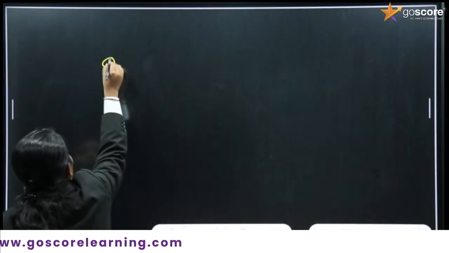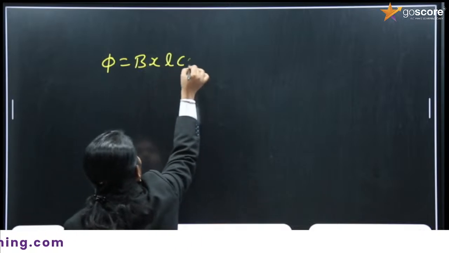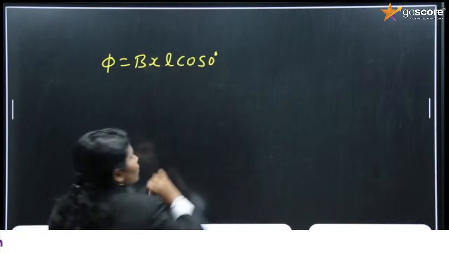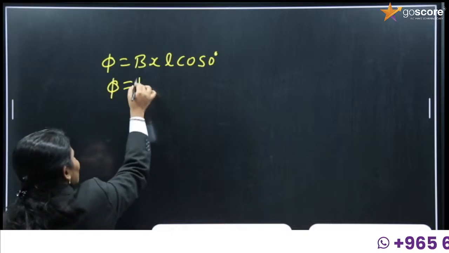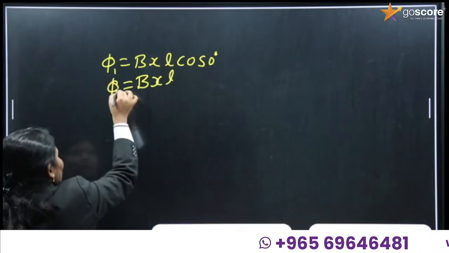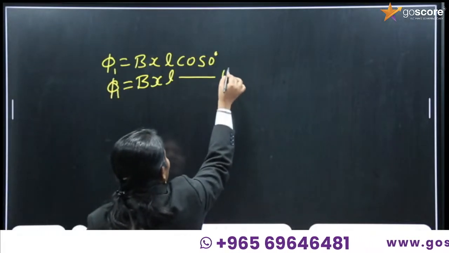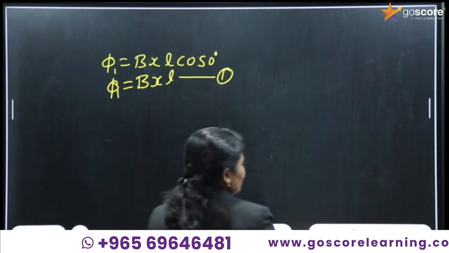Phi 1 is equal to, what is the formula? B X L cos 0 degrees. Cos 0 is 1, so phi 1 is equal to BXL. I am indicating this as the first equation.